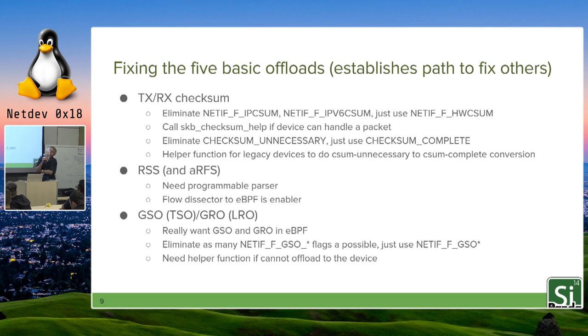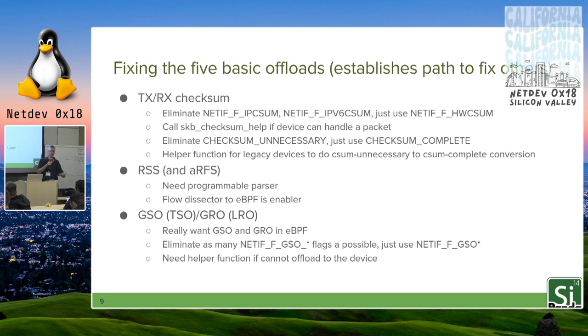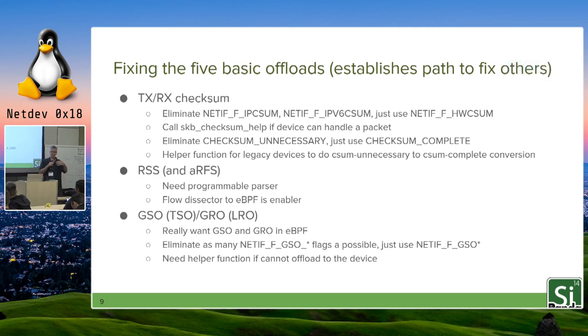So with that, I want to cover the five basic offloads. These are representative of the offloads. They're also interesting because these have the most legacy. So in some sense, they're actually harder to fix than even some of the newer offloads because there's not as much legacy there. But it does give us kind of the roadmap. How do we get to more complex functionality, more complex offloads? I'd like to get back to TCP offload and things like that. But in order to do that, I think we have to get the basics under control.